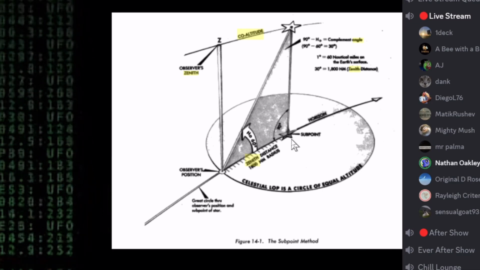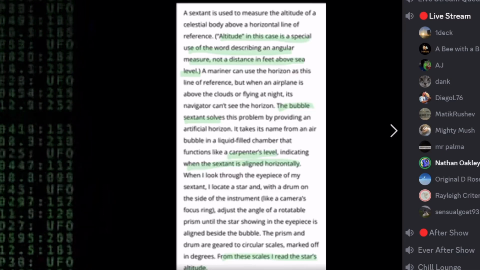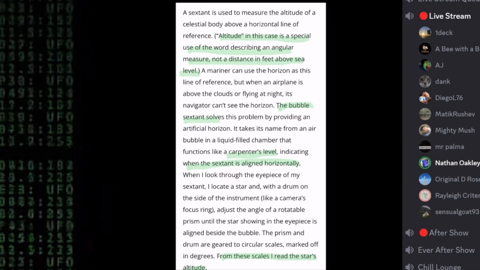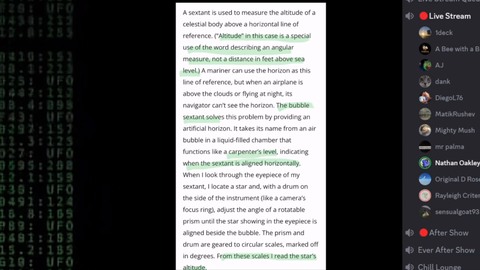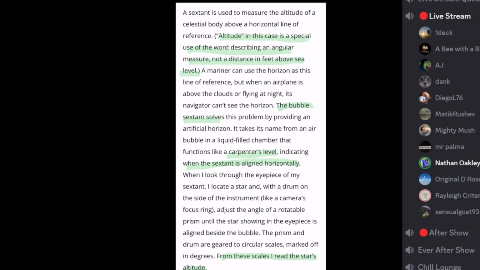Go to the previous slide prior to that from the Smithsonian magazine. You want to read it out? Go ahead. Sure. A sextant is used to measure the altitude of a celestial body above a horizontal line of reference. Altitude in this case is a special use of the word describing an angular measure, not distance in feet above sea level. Do you understand that, Dave? No, you don't. You're Dunning-Kruger.